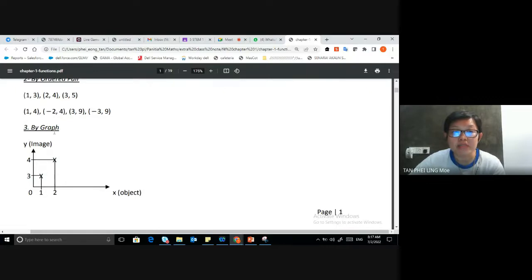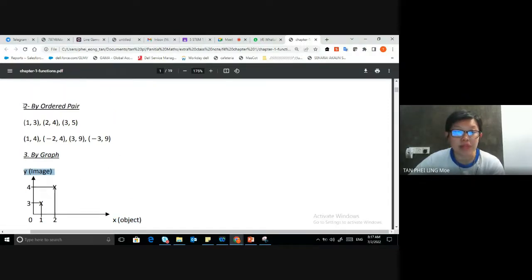And then the last one is by graph. Remember when it's by graph, the X and the Y axis is the same. So the X is always the object, whereas your Y is always the image. So as you write this one, 1, 3, you always start with 1 and then 3. To represent that, you just do like your coordinate cross. And then 2, 4, which will be your object 2, image is 4. And then 3, 5, same thing.